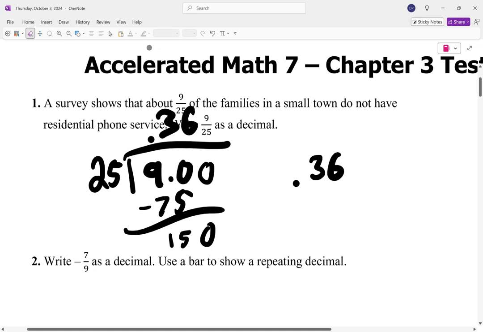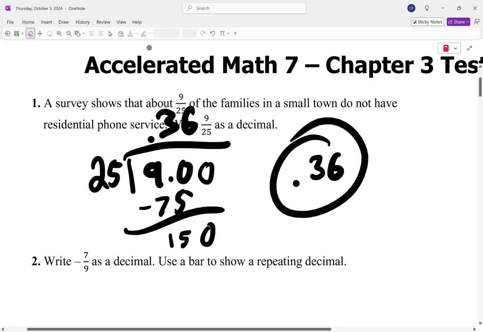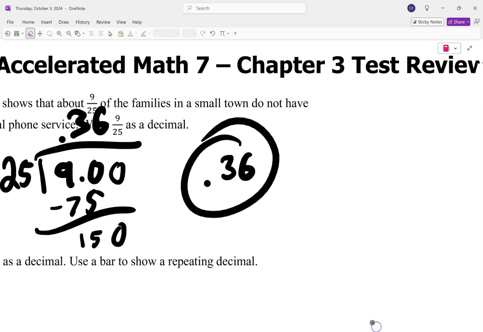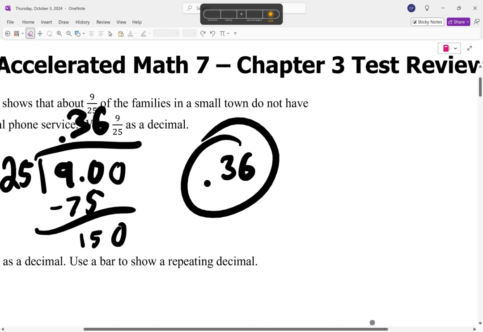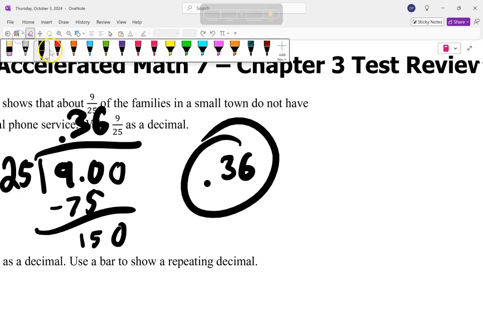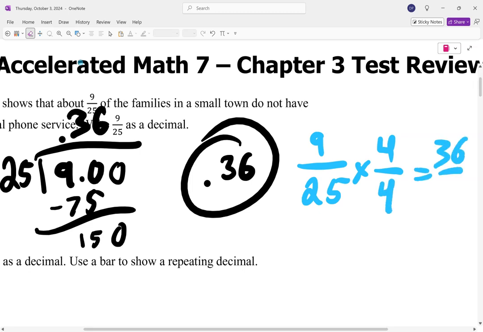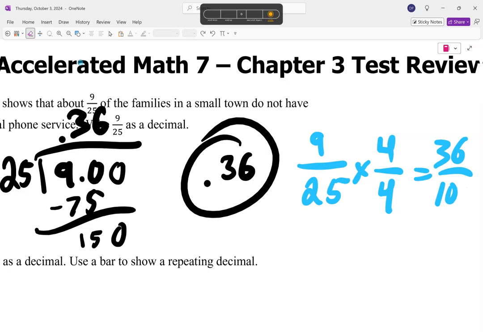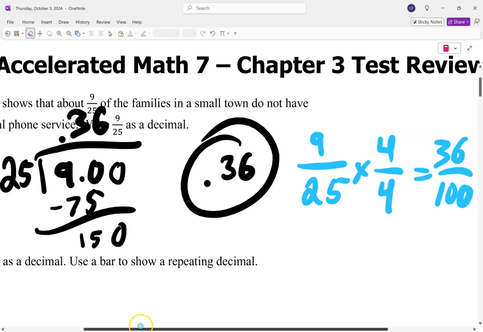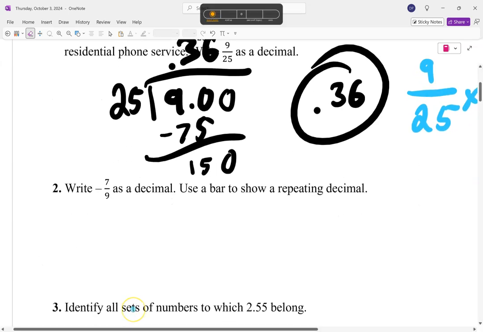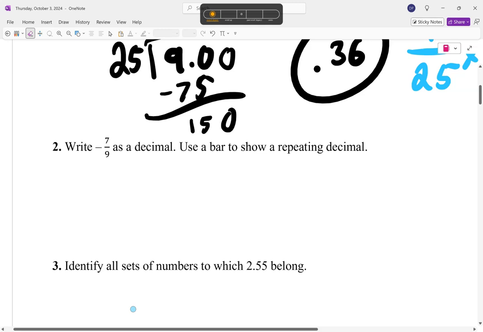Now, what's another way to do it? I think an easier way. Anybody do it a different way? Serena? I multiplied 9/25 times 4. Exactly. Well, you didn't multiply it by 4. You multiply it by what? 4/4. Good. And that way, you can get hundredths. And that's how you get your decimal. Very good. Any questions about that? Because we know a fraction bar always means division.